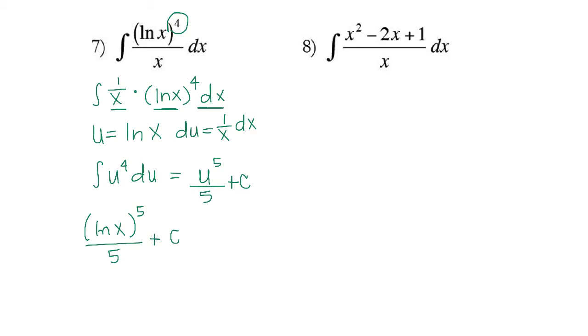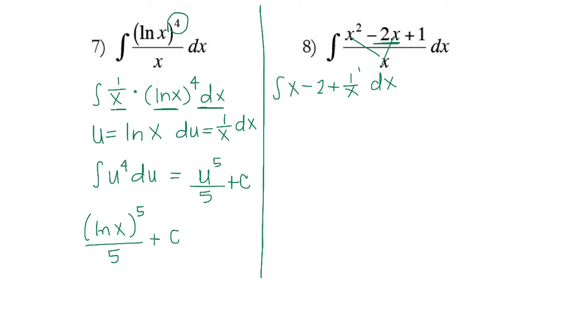Okay, moving on to number 8. This is a great example of a problem where we might have to divide up what we're given. I'm going to try to keep these separated as much as possible. So here we're going to have x squared over x. So that's just going to leave me with x, and then minus 2x over x. That's just going to leave me with 2. And then we have plus 1 over x. And then, of course, dx.